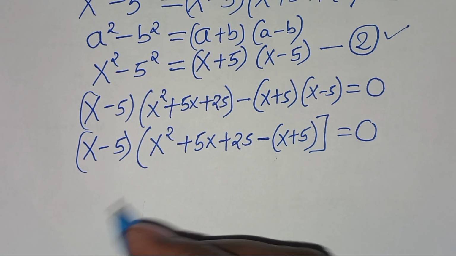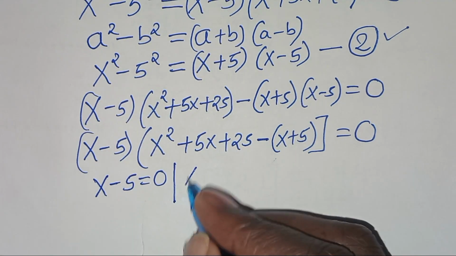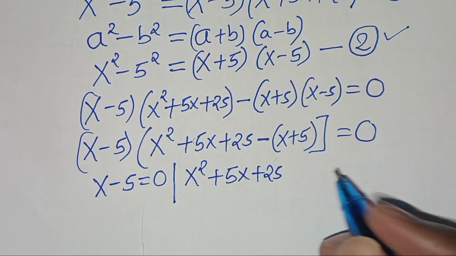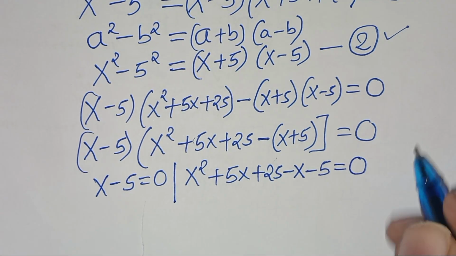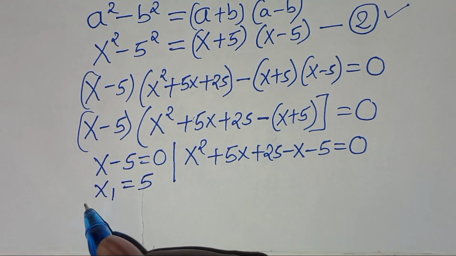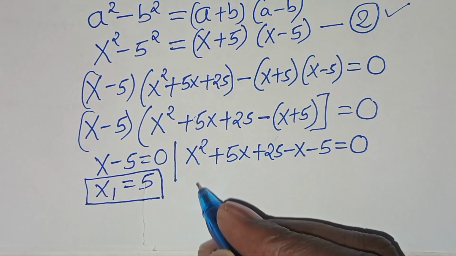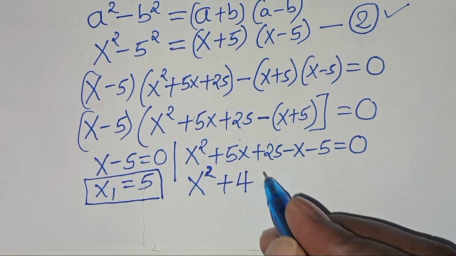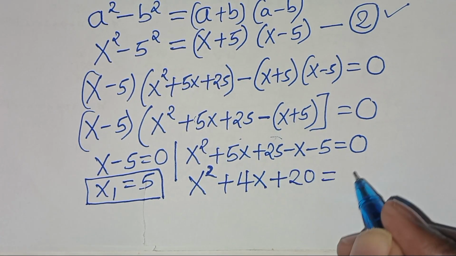So this implies here we have two parts. The first part is x minus 5, this is equal to 0. The second part here is x squared plus 5x plus 25. Now here we'll have subtract x, then subtract 5, this is equal to 0. So this implies here x1 is equal to 5. So this is the value of x1. So the second part here is a quadratic equation, which is x squared plus, we have 5x minus x, this is plus 4x, then 25 subtract 5, this is equal to plus 20. This is equal to 0.